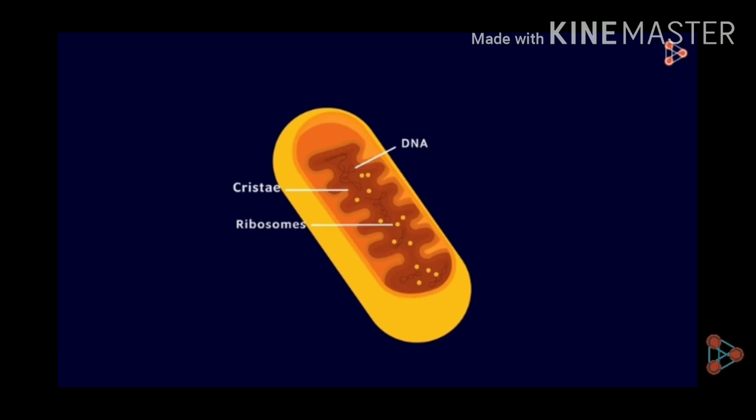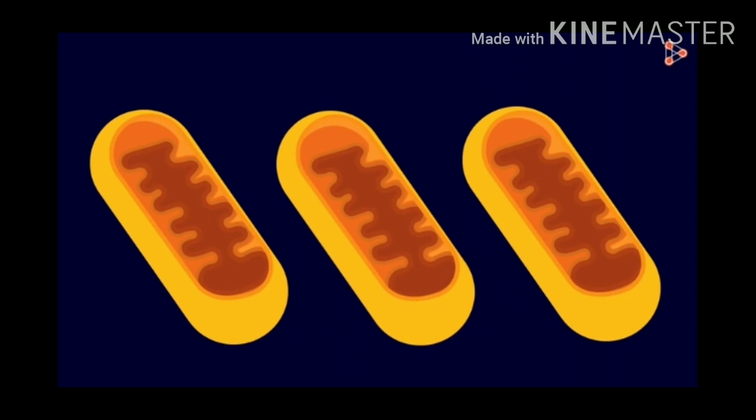These cristae increase the surface area for the production of maximum ATP molecules. Each mitochondria consists of its own DNA and ribosomes. So, due to the presence of DNA and ribosomes, each mitochondria has the capacity for replication, or to make its own replica. So students, mitochondria is known as the powerhouse of the cell.